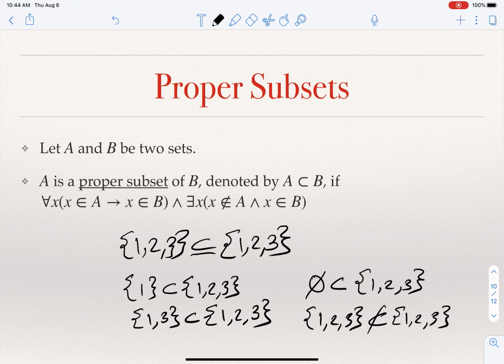Okay? So for A to be a proper subset of B, A has to be a subset of B, but also B has to have at least one more element than A.